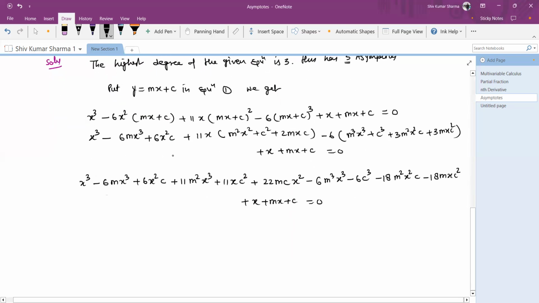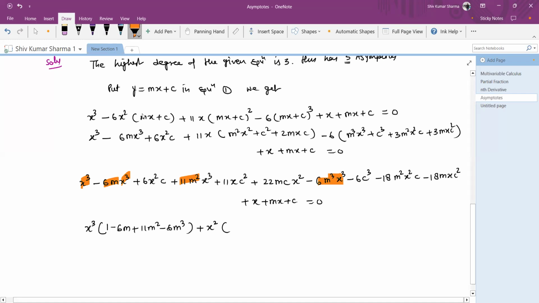Now we take the coefficients of the highest degree terms. The first is x cube. So take the coefficient of x cube. This is 1. 1 minus 6m. So we consider 1 minus 6m coefficient of x cube, plus 11m square, and the last term is minus 6m cube.